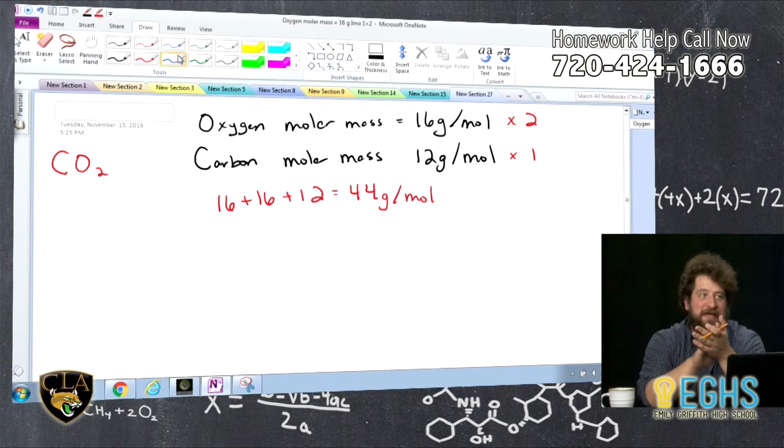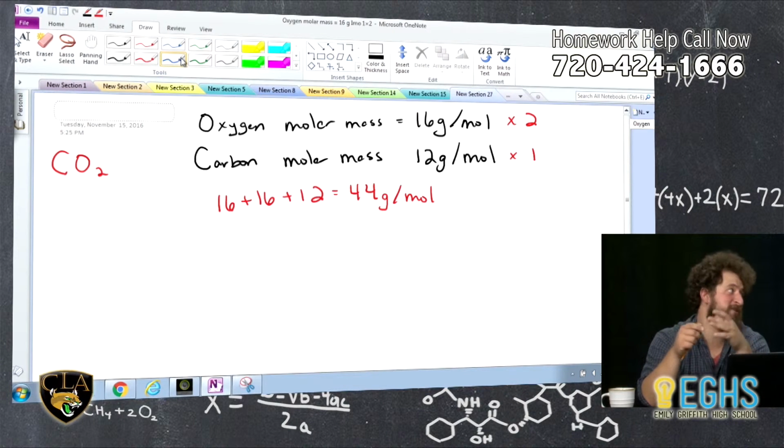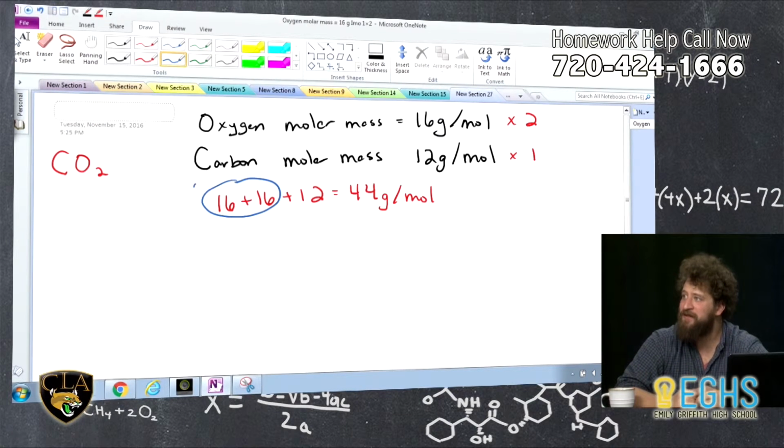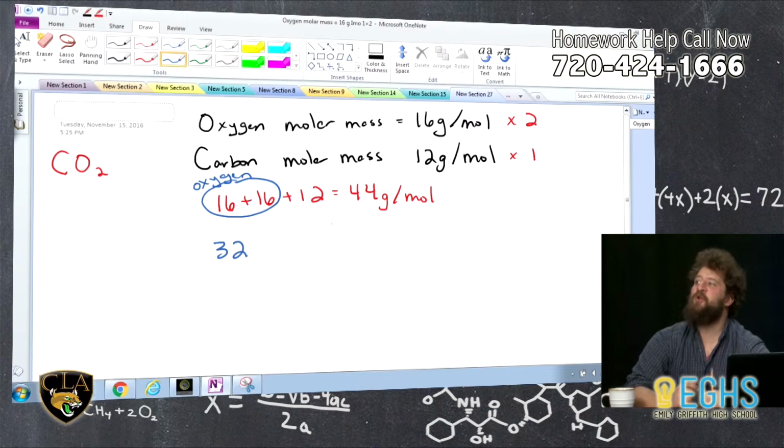So we also need to think about how much of that is just the oxygen. Just the oxygen would be that 16 two times. Exactly, so we'd have a total of 32. And that's the molar mass of oxygen gas, because in our atmosphere, oxygen gas is always in the form O2. Just a minor side note there.